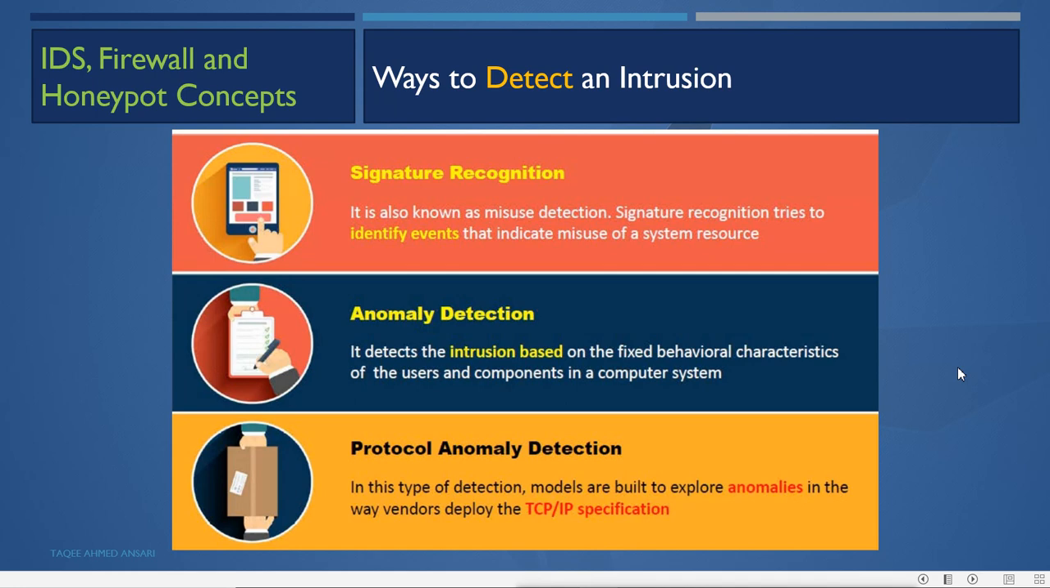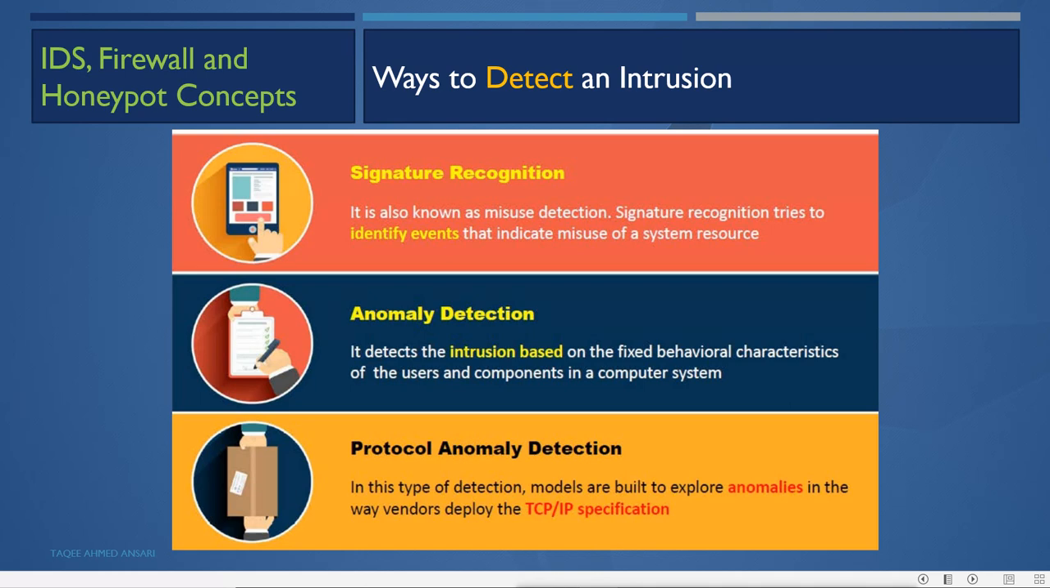Now, ways to detect an intrusion. First is signature recognition, which is also known as misuse detection. Signature recognition tries to identify events that indicate misuse of system resources. Every attack has a unique signature.